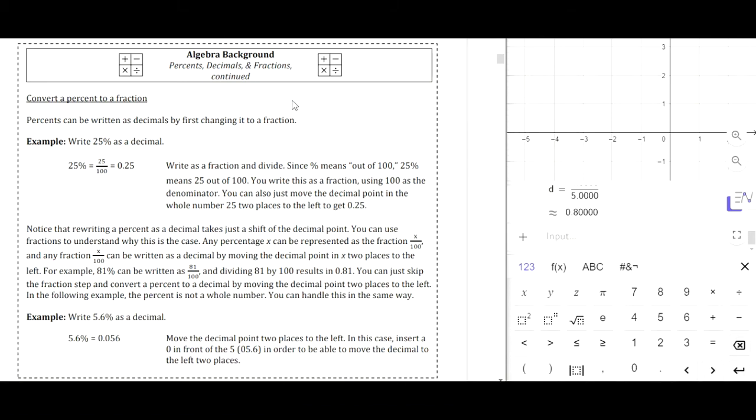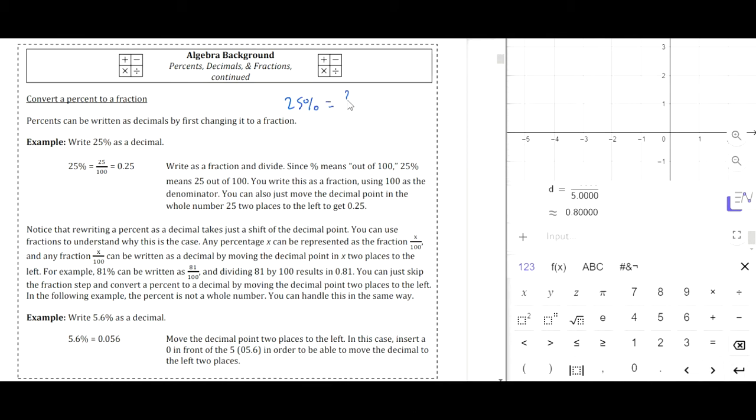Remember that 25% can be written as 25 per 100. If we take 25 and divide it by 100, notice the number we get here. It's 0.25. It's the same two digits, 2 and 5. It's just that the decimal point has been moved, right?